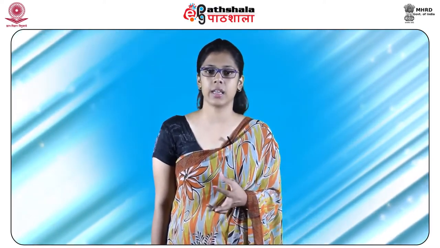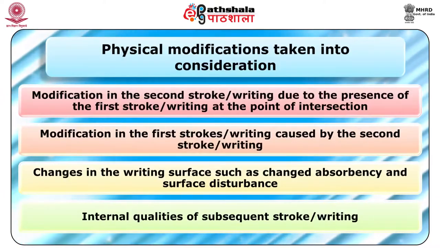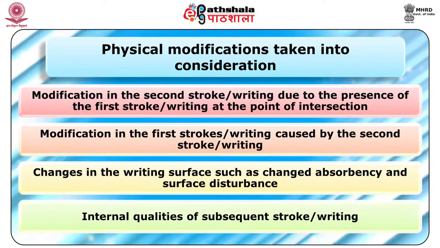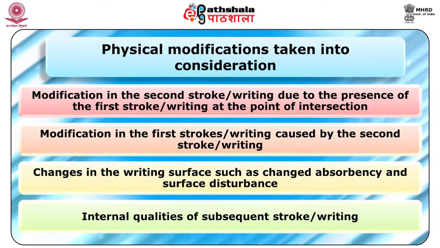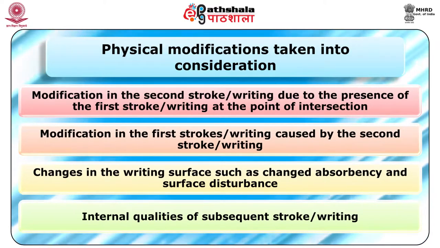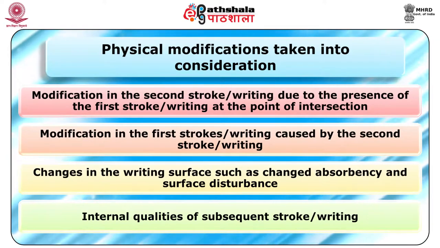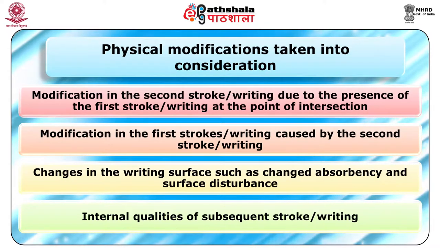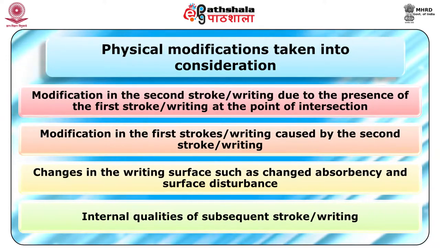For determining the sequence of strokes, physical modifications may be taken into consideration. First, the modification in the second stroke due to the presence of the first stroke at the point of intersection. Secondly, the modification in the first stroke that may be caused by the second stroke. Third, change in the writing surface, such as change in absorbency and surface disturbance, and internal qualities of the subsequent stroke or writing.